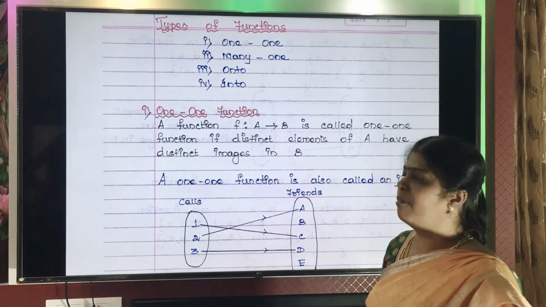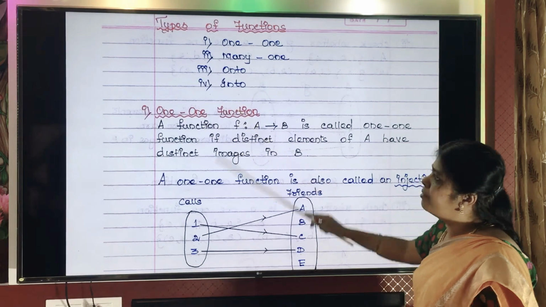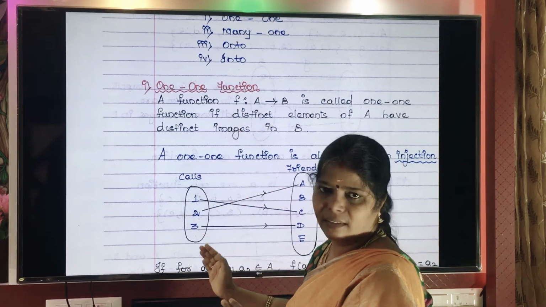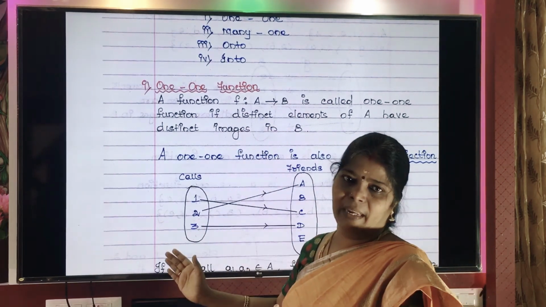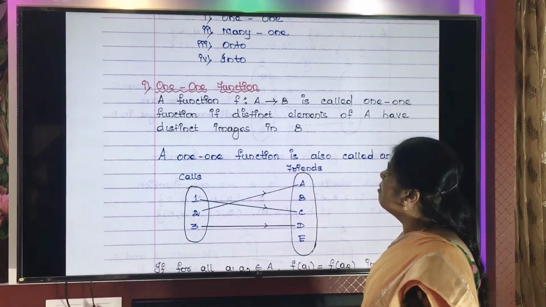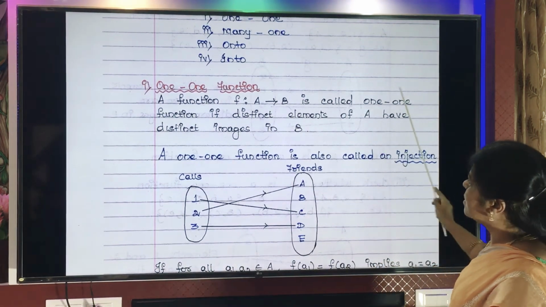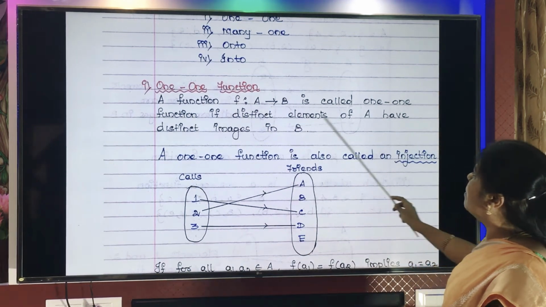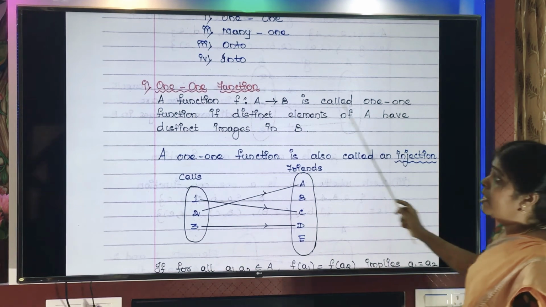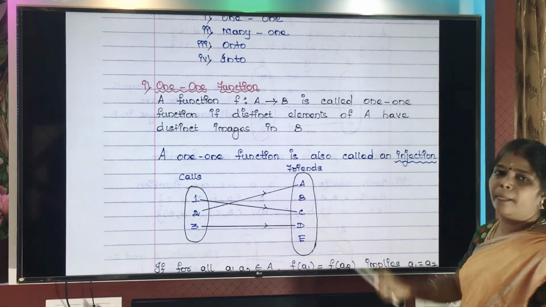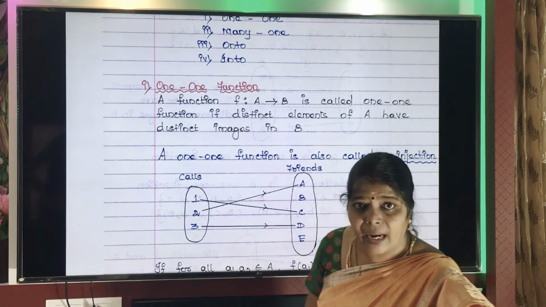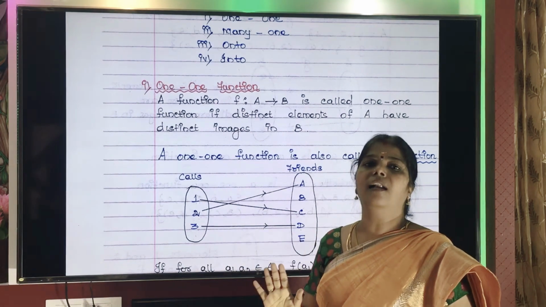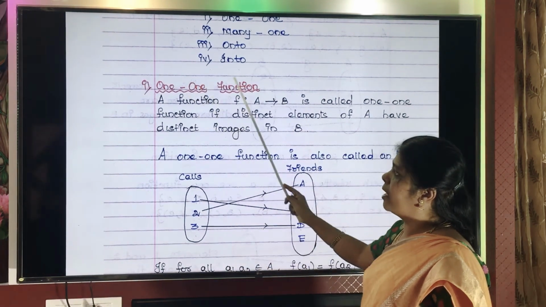So let us see one by one. One to one function. The name itself tells you: one to one, one image for each element. Very simple. A function f from A to B is called a one-to-one function when distinct elements of A have distinct images in B.